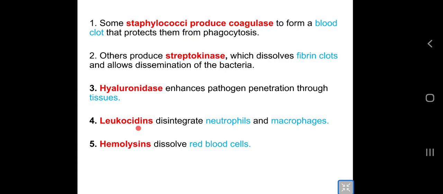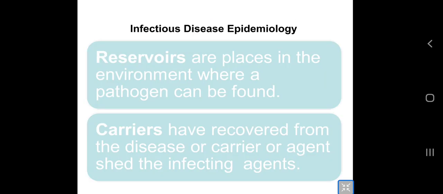Hemolysin: hemo means blood, lysin means breakdown. So hemolysin breaks down the red blood cells. Very interesting. So those are enzymes generally you need to remember in your studies. These are very interesting enzymes in bacterial production.